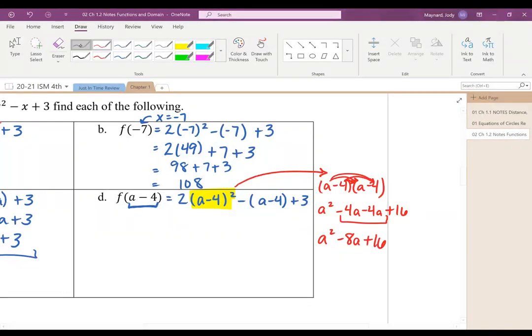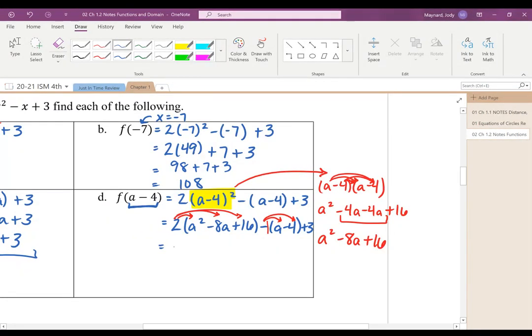So I'm just going to plug that back in over here for the highlighted thing: 2 times a squared minus 8a plus 16, then minus a minus 4 plus 3. All right, next thing we're going to do is distribute. We're going to distribute this 2 to everything inside this parentheses. And this minus is really a negative 1. We're going to distribute that to everything inside that parentheses.